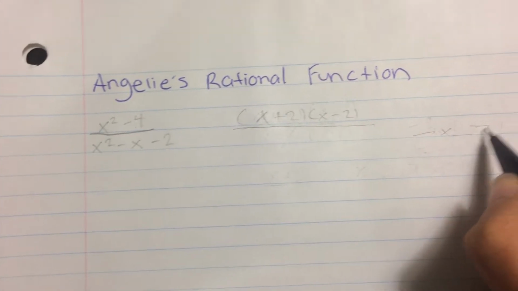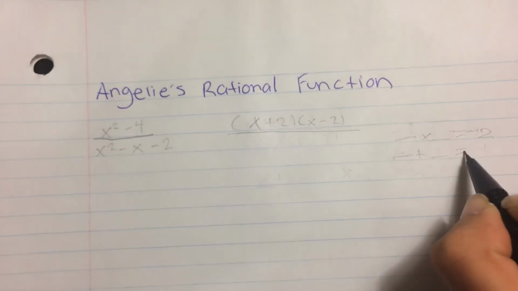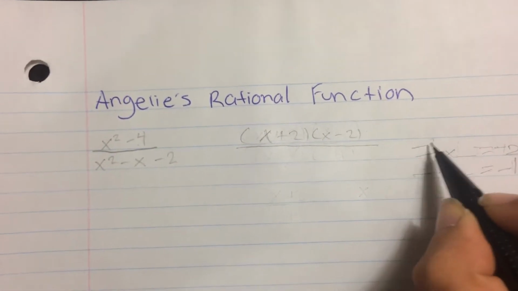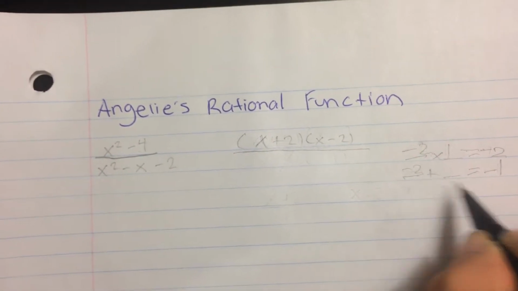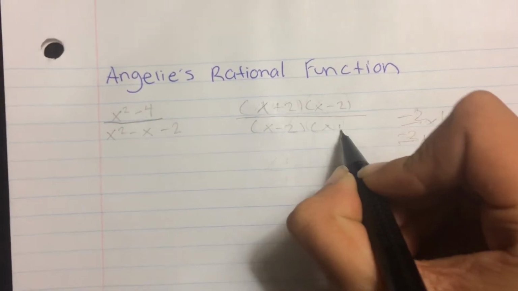I'm just going to do it this way. So I'm going to find two things that multiply to negative 2, and then two things that add to negative 1. These two numbers are negative 2 and 1. So we have x minus 2 and x plus 1.